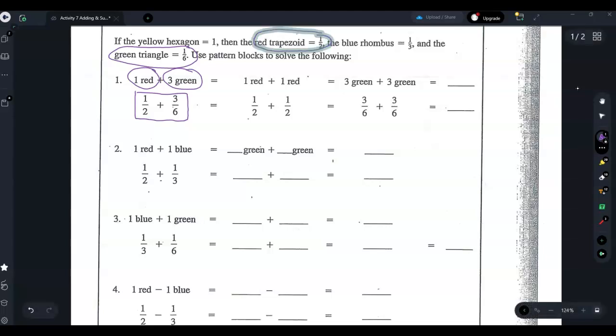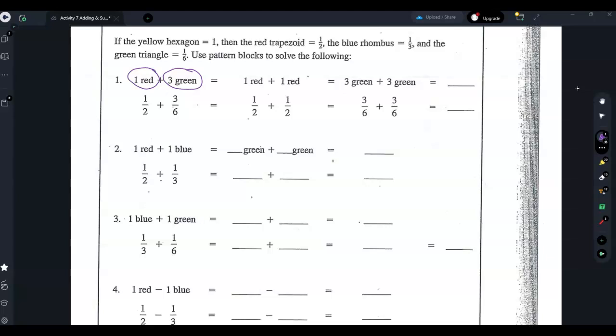So we're basically trading our fraction problem for a pattern blocks problem. Now, instead of worrying about how to do 1/2 plus 3/6, I'm just worried about how to do one red plus three green. Now, I still have the same issue, that they're not the same, right? This is like adding apples and oranges. Red and green are two different things, so I can't really add them together unless I make them the same.